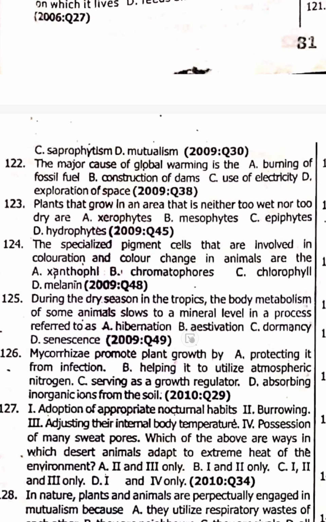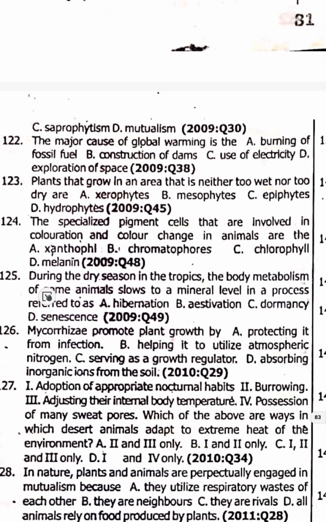Alright, so plants that grow in areas that are neither too wet nor too dry are mesophytes. The specialized pigments involved in coloration are chromatophores. During the dry season in the tropics, the body metabolism of some animals will slow down to a minimal level, in the process called aestivation. 125 is option B. Settled.